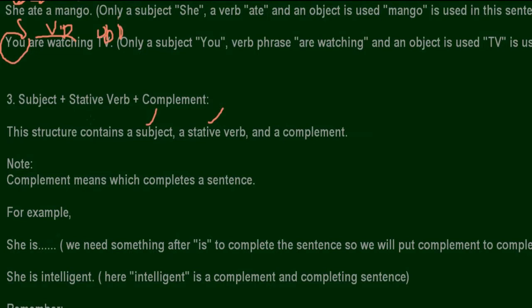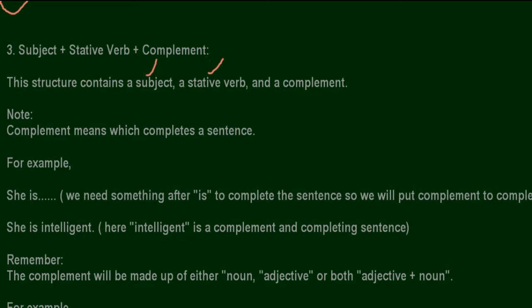Okay, so let's talk about the third one. In the third one we have subject, stative verb and complement. We know what a subject is, but what are the stative verb and the complement? It is something different. What is the meaning of complement? Complement means to complete a sentence. It will be used to complete the sentence.